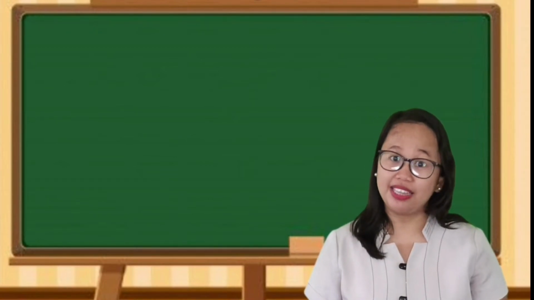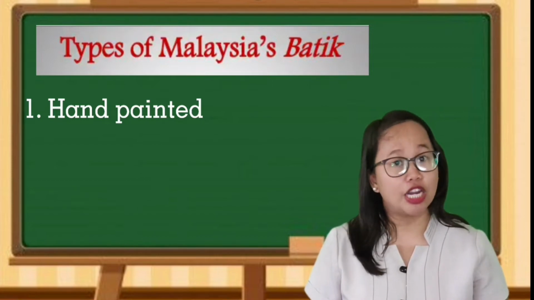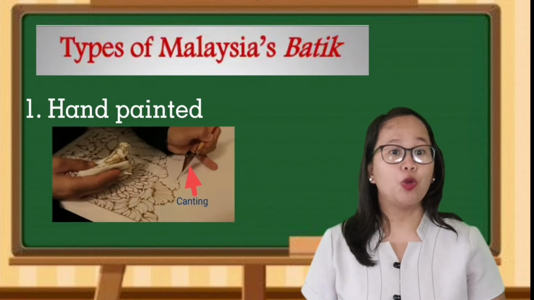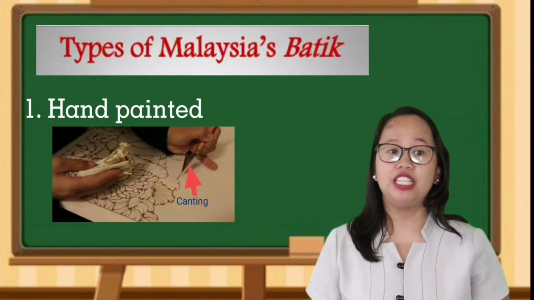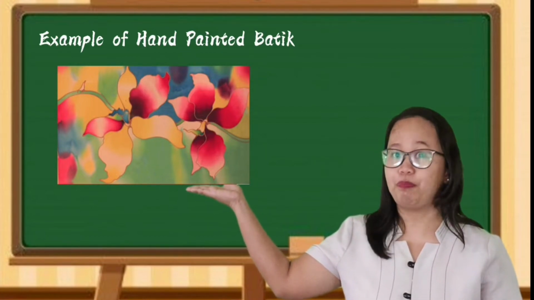Malaysia has 2 main types. The first one is hand-painted. The artist uses a small copper container with one or more different size pipes. Here is the example of hand-painted batik.